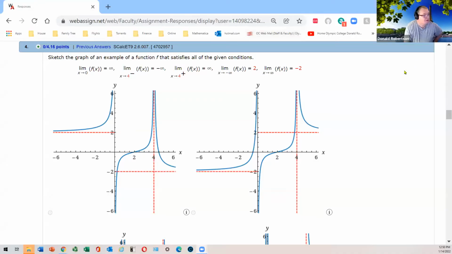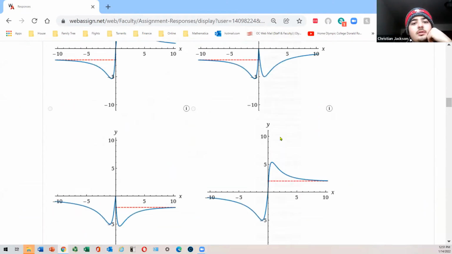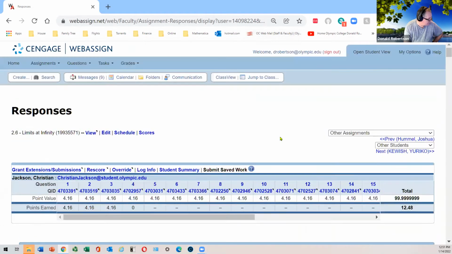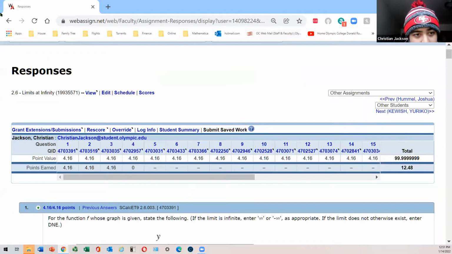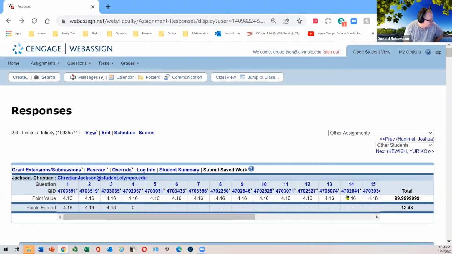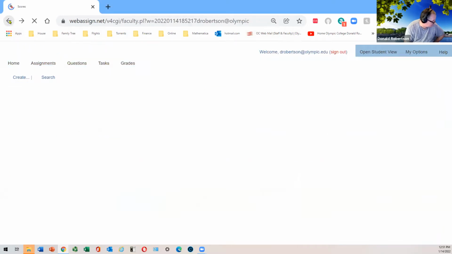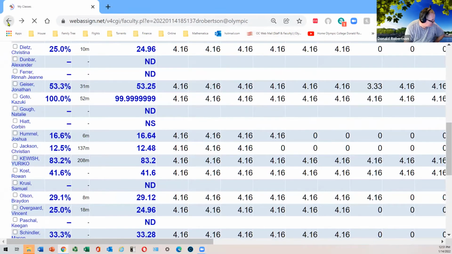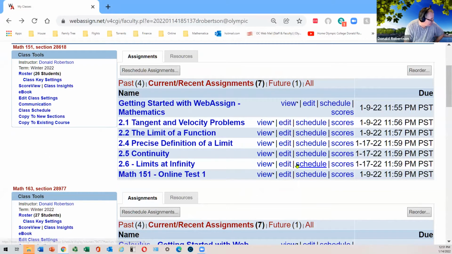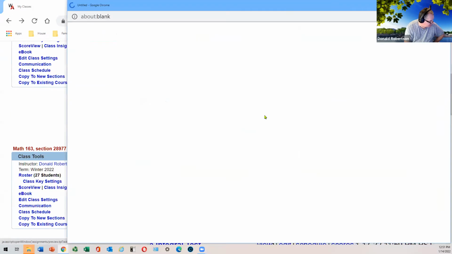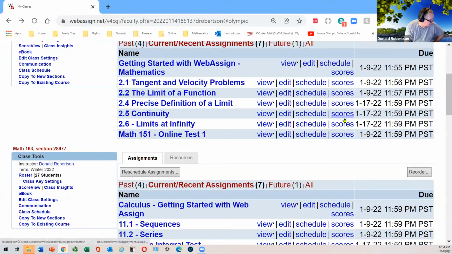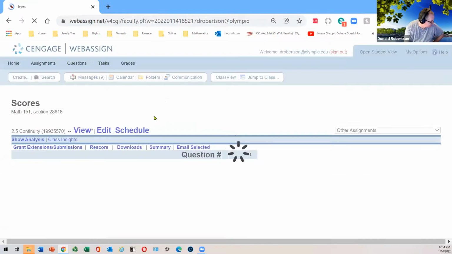I don't think I hit the right one here. Are you looking at question 4 right now? I'm in the wrong window. Actually, that's on 2.6. I had questions on 2.5. Oh, 2.5. Okay. Well, that would have been a different question. I'll get out of this one and I'll find 2.5. 2.5 is continuity. Oops, wrong one. 2.5 is continuity. There we go.